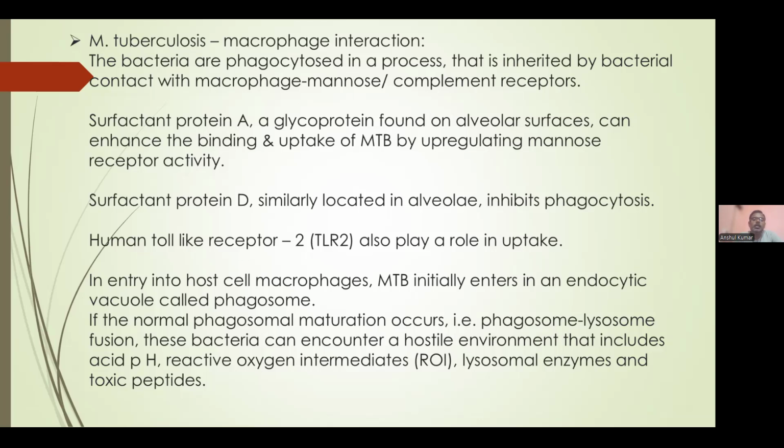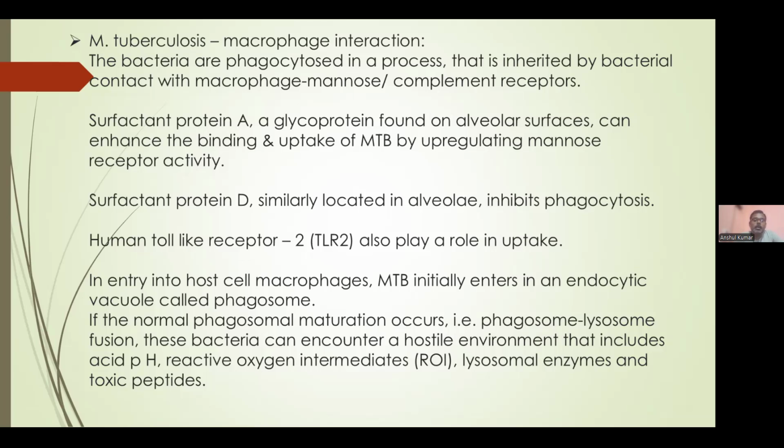So the other immune mechanisms, in addition to macrophage activation, include surfactant protein A, which is a glycoprotein found on the alveolar surface, and surfactant protein D, both of which are present on the surface of alveoli. Next important defense mechanism is human toll-like receptor 2, which also plays a role in uptake, and is a type of receptor present on the cells.